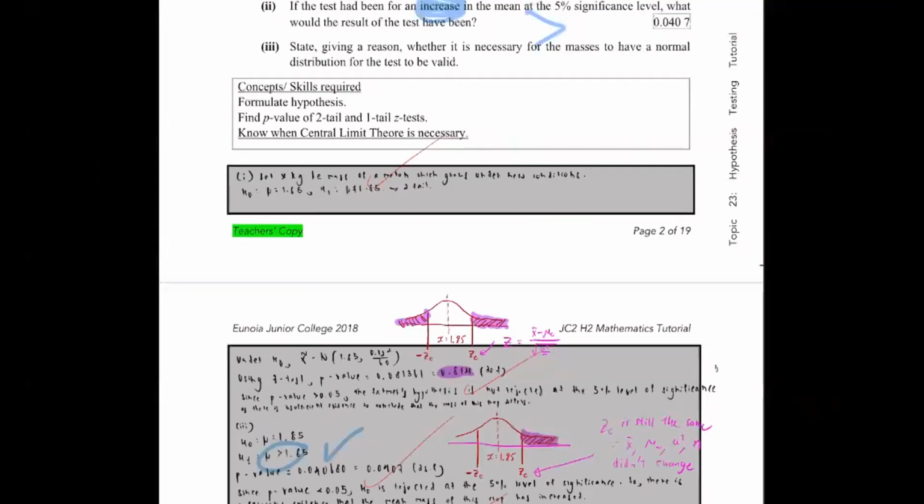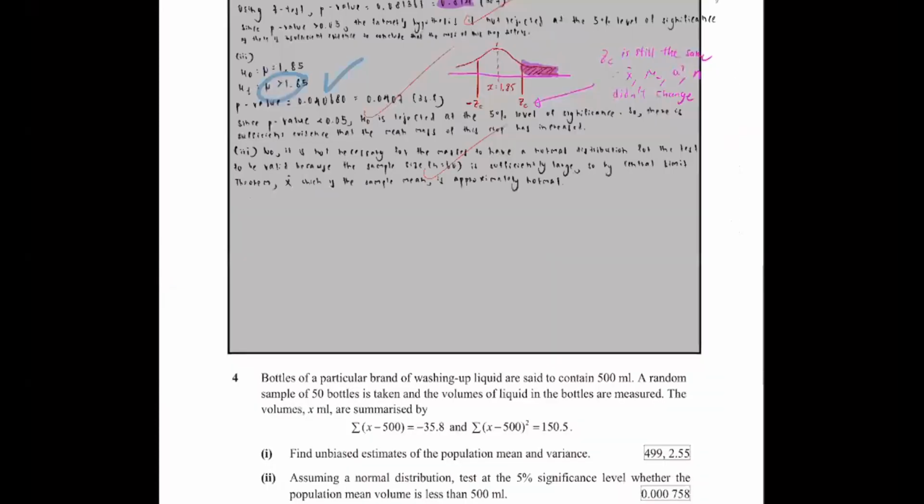State, giving a reason, whether it's necessary for the masses to have a normal distribution. What they're saying is the original x, some mu, some sigma square, does it have to be normal? What do you say? No, not necessary. Why? Because the sample size is sufficiently large, so by CLT, the x bar will be approximately normal already. Exactly, correct. We don't need the x itself to be normal. We just need the x bar to be normal.